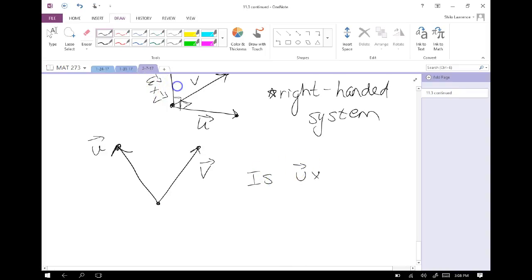Is U cross V pointing at us or pointing back? If U and V are flat on the board... I know, that's not what I guess. No, it's put that way. Arturo says it's pointing in. I think it's, I don't even understand how this works.